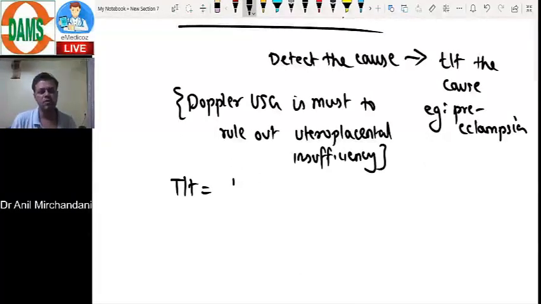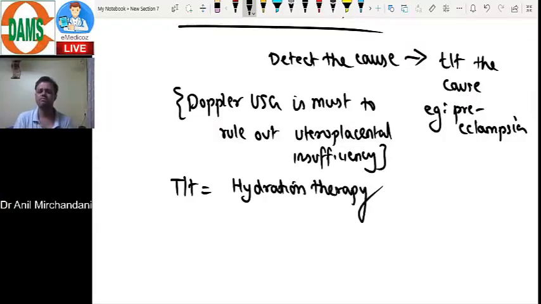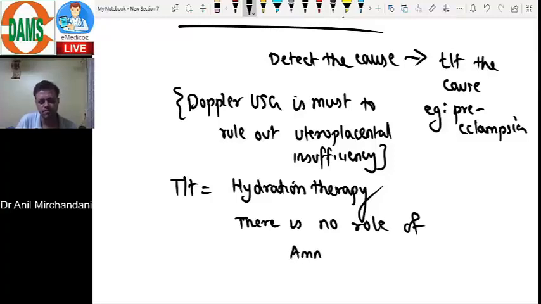Now, what should be the treatment of oligohydramnios? It is now proven that hydration therapy is useful. Hydration therapy improves the placental circulation, and that would lead to improvement in amniotic fluid levels. Yes, that's true. There is no role of amnio infusion in antenatal care.